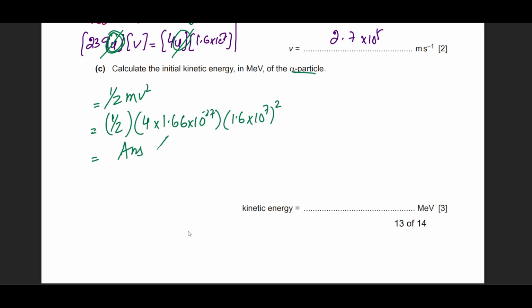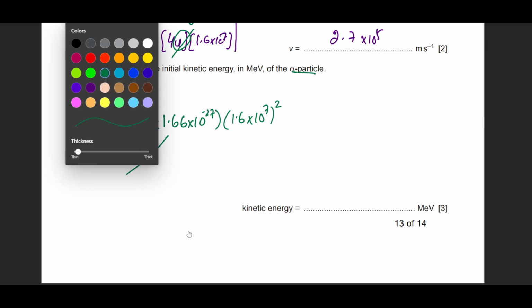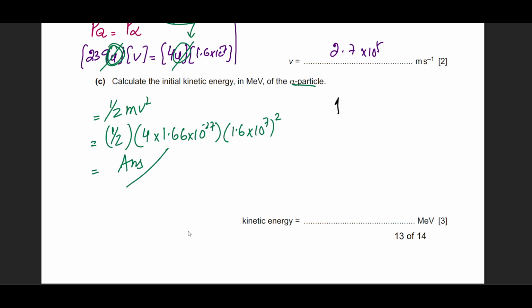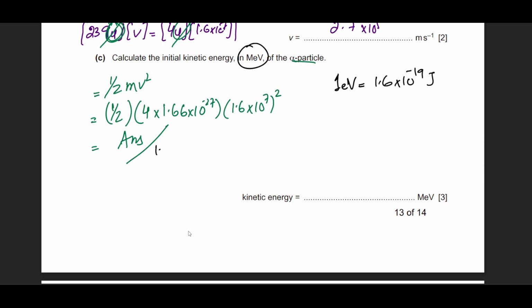When you find it out, you have to divide this with the energy of an electron volt, which we have done in nuclear and radio physics. 1 electron volt is equal to 1.6 into 10 raised to power minus 19 joules. But he's asking us in terms of mega electron volts, so no need to worry about it. Once you divide this with 1.6 into 10 raised to power minus 19, your answer comes out as 5, 3, and something with a few zeros, right?